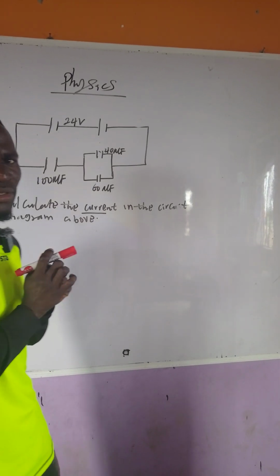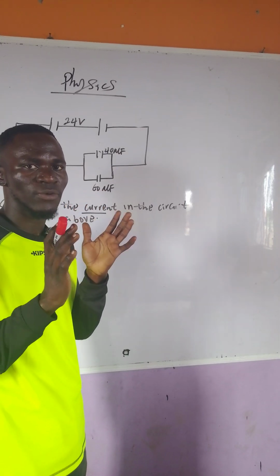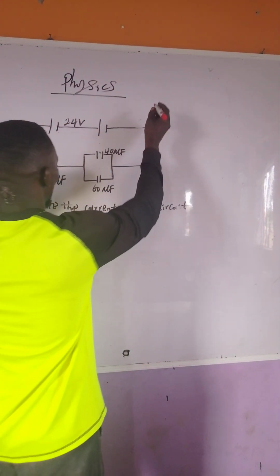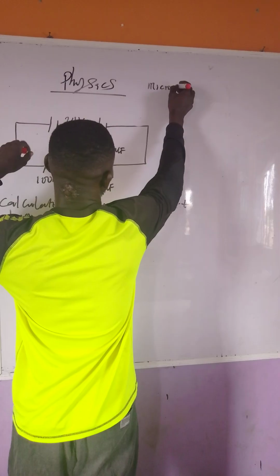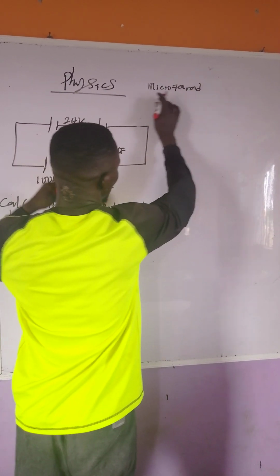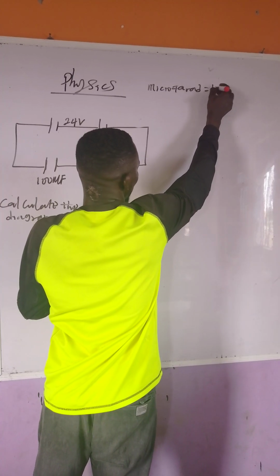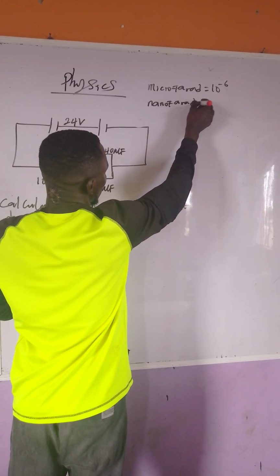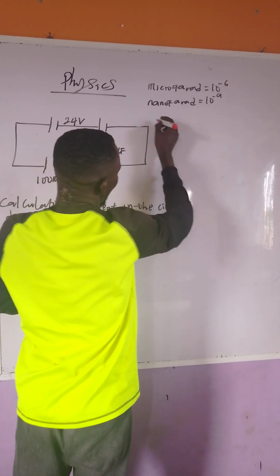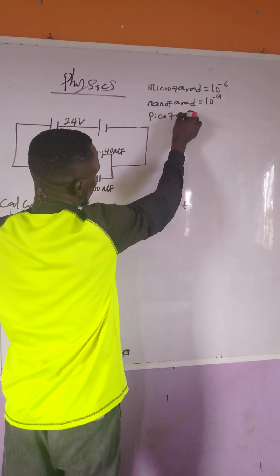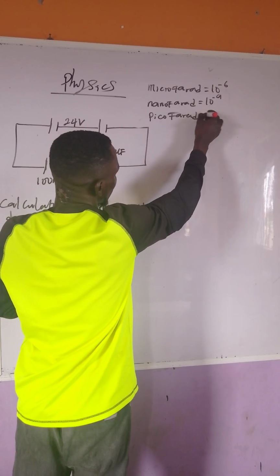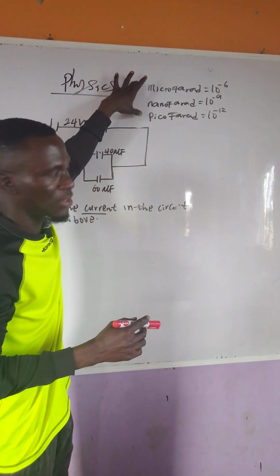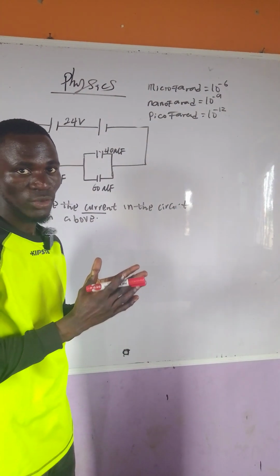Now let's consider some factors that we're going to need to solve this question. Those factors are the microfarad, nanofarad and picofarad. They're actually the terms in capacitor. Microfarad is equal to 10 to the power of minus 6. The next one is called nanofarad, which is 10 to the power of minus 9. Then picofarad, which is 10 to the power of minus 12. Once you're able to memorize and understand these terms, we are almost done with it.